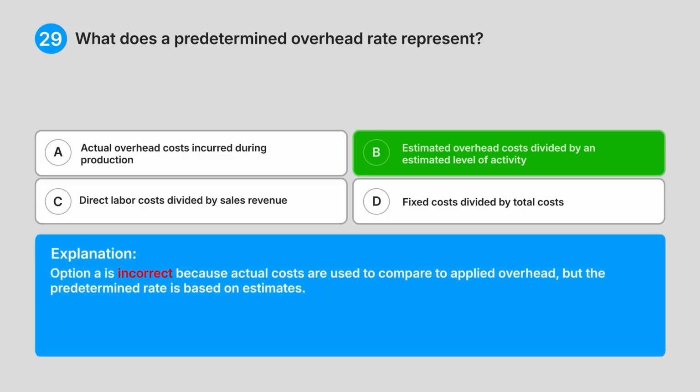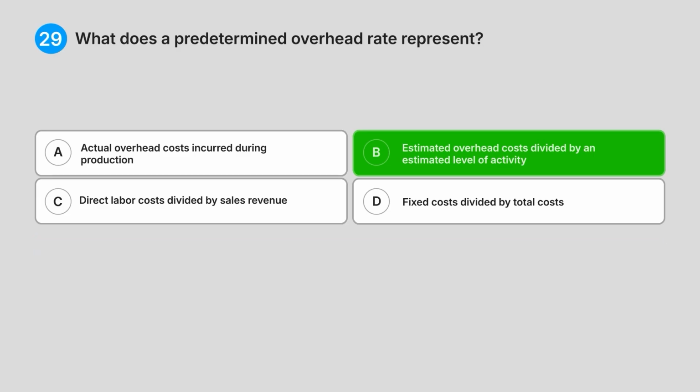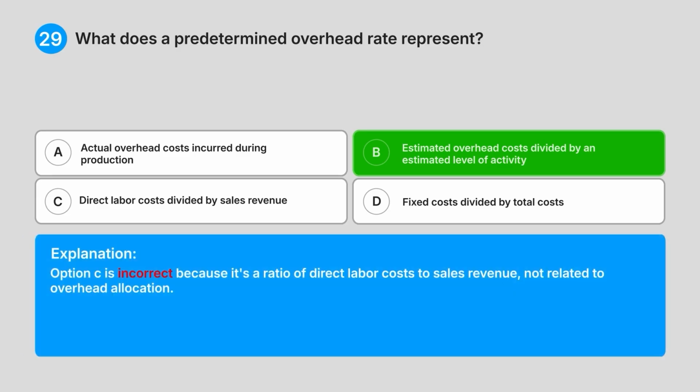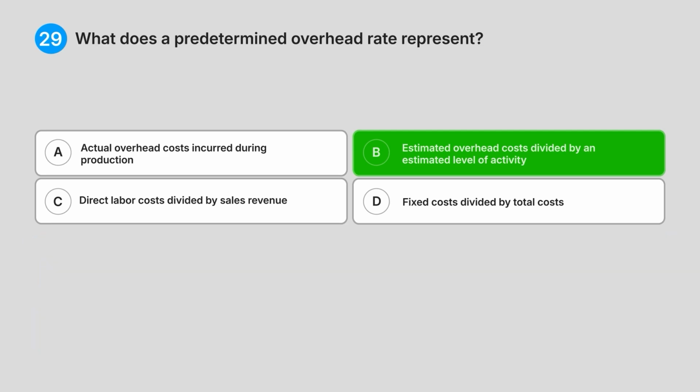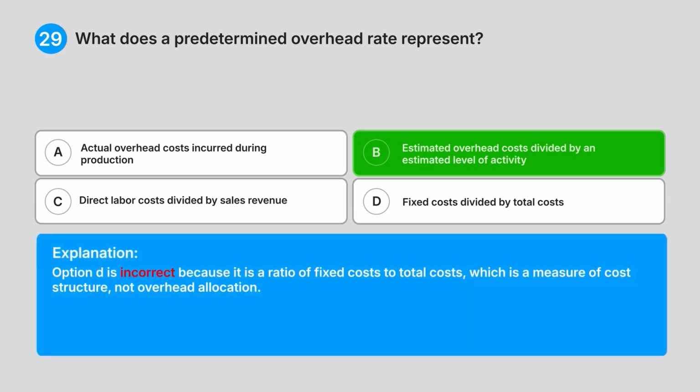Option A is incorrect because actual costs are used to compare to applied overhead, but the predetermined rate is based on estimates. Option C is incorrect because it's a ratio of direct labour costs to sales revenue, not related to overhead allocation. Option D is incorrect because it is a ratio of fixed costs to total costs, which is a measure of cost structure, not overhead allocation.